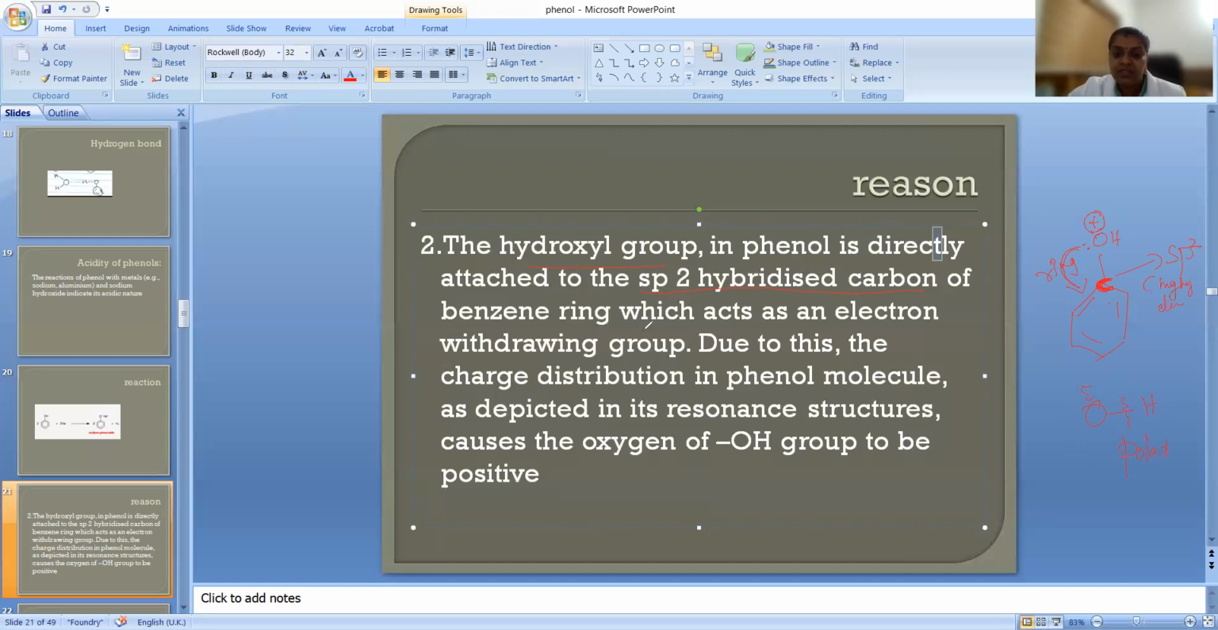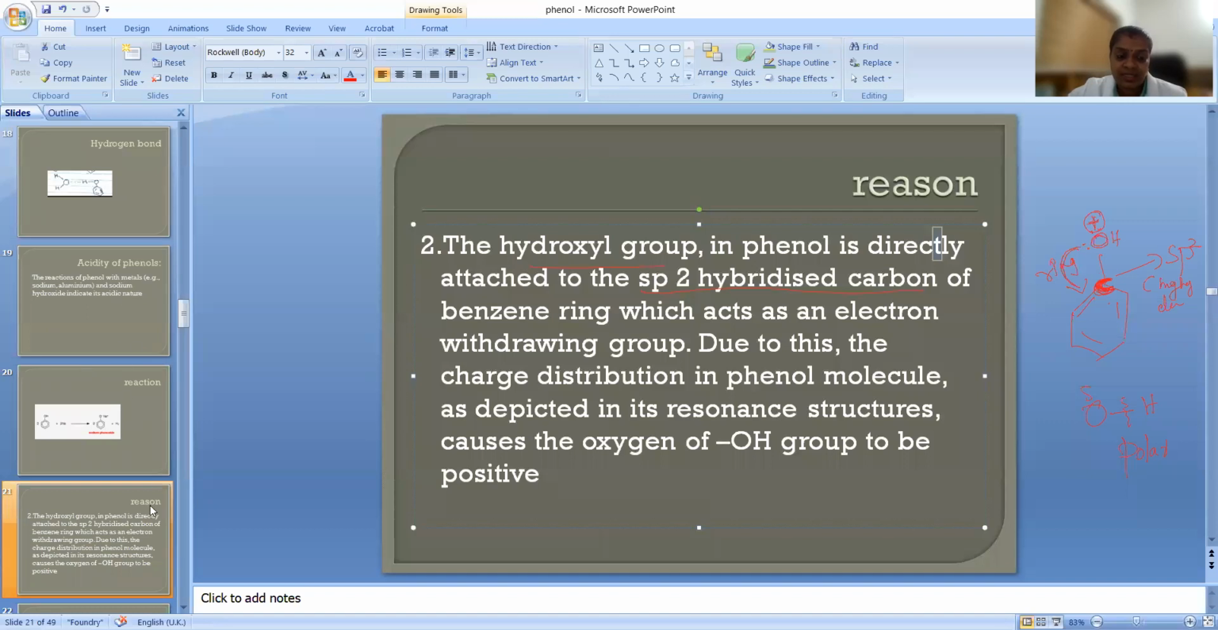If the OH bond is polar, it is easy to remove this hydrogen atom. Okay, so the benzene ring acts as an electron withdrawing group. Due to this, the charge distribution on the phenol molecule in its resonance structure causes the oxygen of the OH group to be positive. That is what I said. In the phenol, this carbon atom is sp2 hybridized, so it will drag electrons from the oxygen atom, and the oxygen atom will get a positive charge. So the positive charge on the oxygen will increase, and not only this, it will undergo resonance.